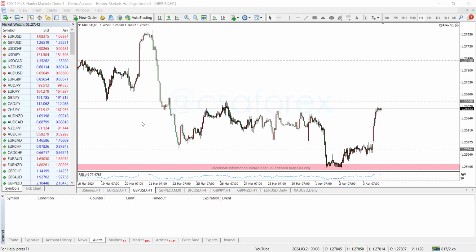Now, with that said, what we have in front of us is the cable, the GBP USD, and I want to show you exactly how we're able to get some good positions on this particular market and how we made good pips at the end of the day. Because once you understand what the market is doing, you can easily take advantage of it. I repeat, you can easily take advantage of it.